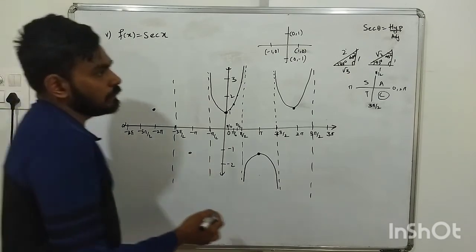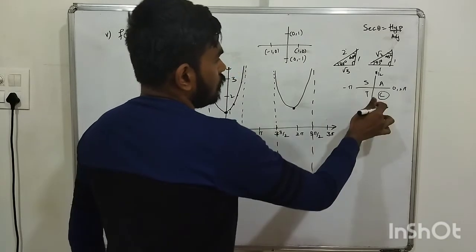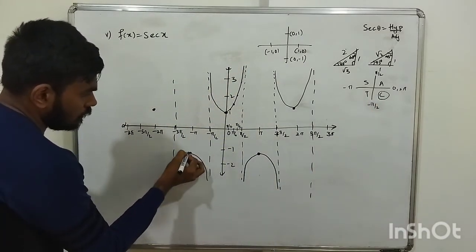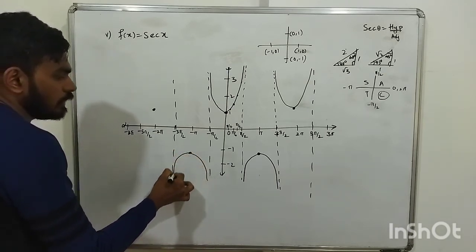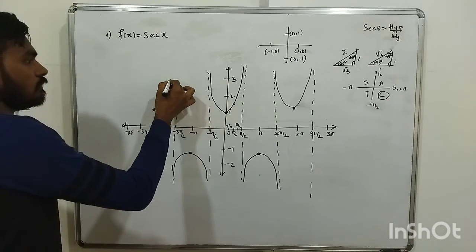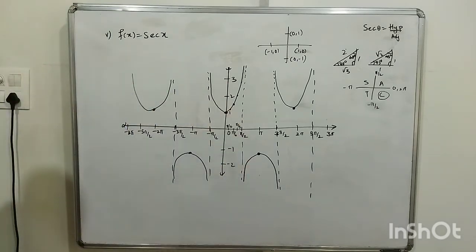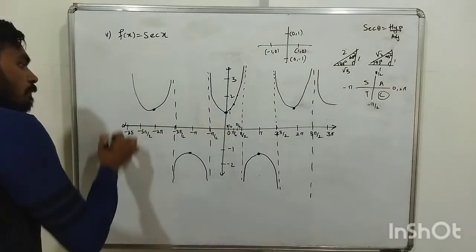Similarly here, minus pi by 2 to minus pi. So minus pi by 2 is here and minus pi is here, okay. From here to here cos is negative, so sec is negative. Understood? No? And again minus pi to minus 3 pi by 2, we get like this. And for this we get graph like this. So we get curves like this.